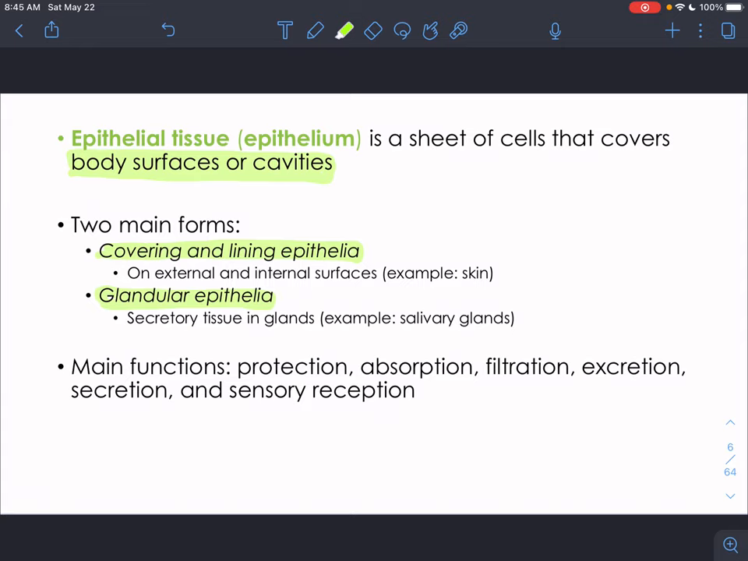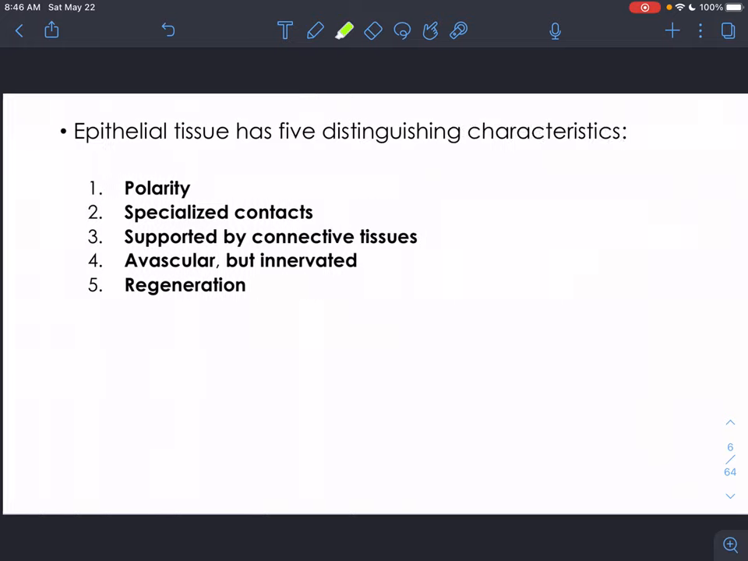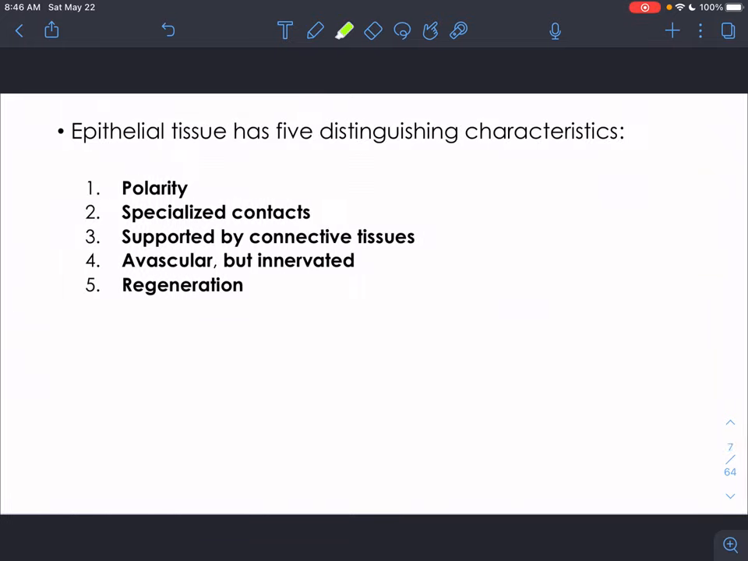Okay. So in general, the main functions of epithelial tissue are protection, absorption, filtration, excretion, secretion, and sensory reception. There are a lot of different functions, and we'll talk about the individual types of epithelial tissue and their specific functions. You're going to need to know the specific function of each type. Epithelial tissue has five distinguishing characteristics. We'll talk about each on a slide coming up. Epithelial tissue has polarity, so you should know what that means. It has specialized contacts, is supported by connective tissue, is avascular but innervated, and has unique regeneration properties.